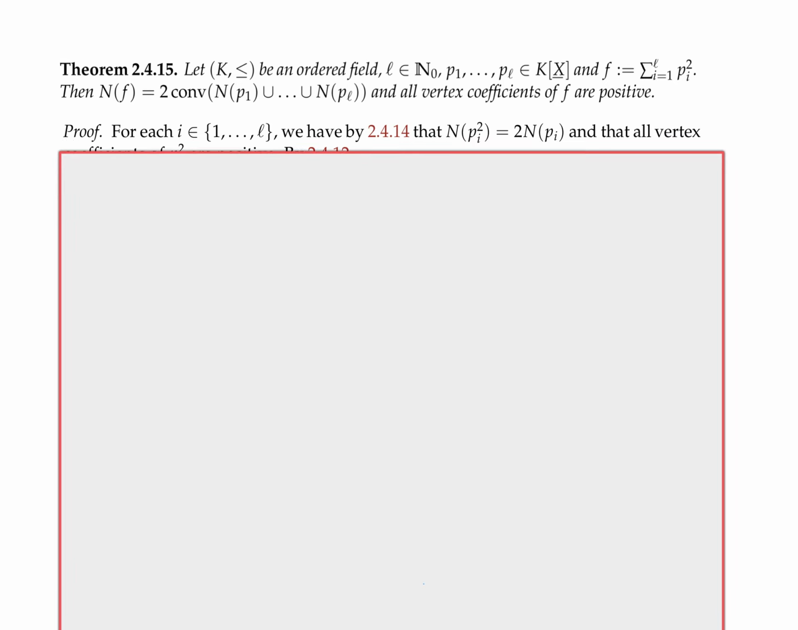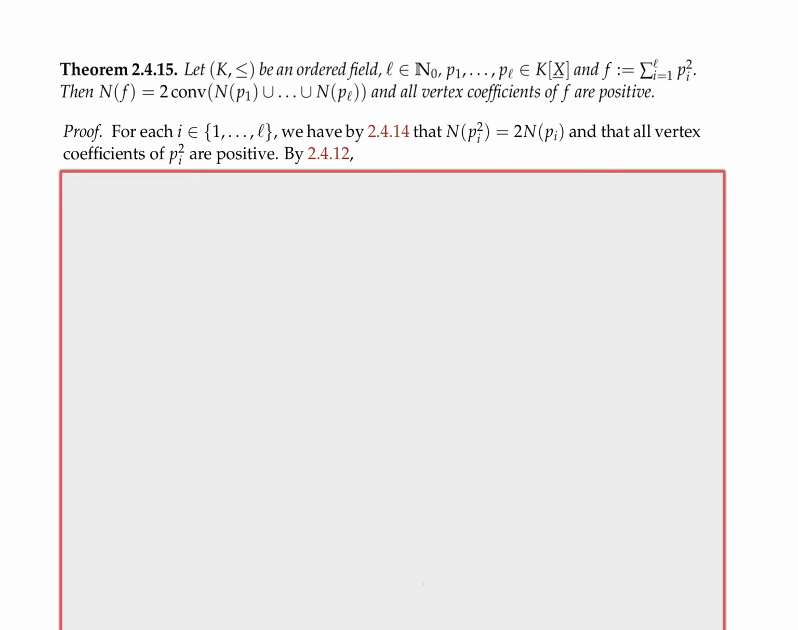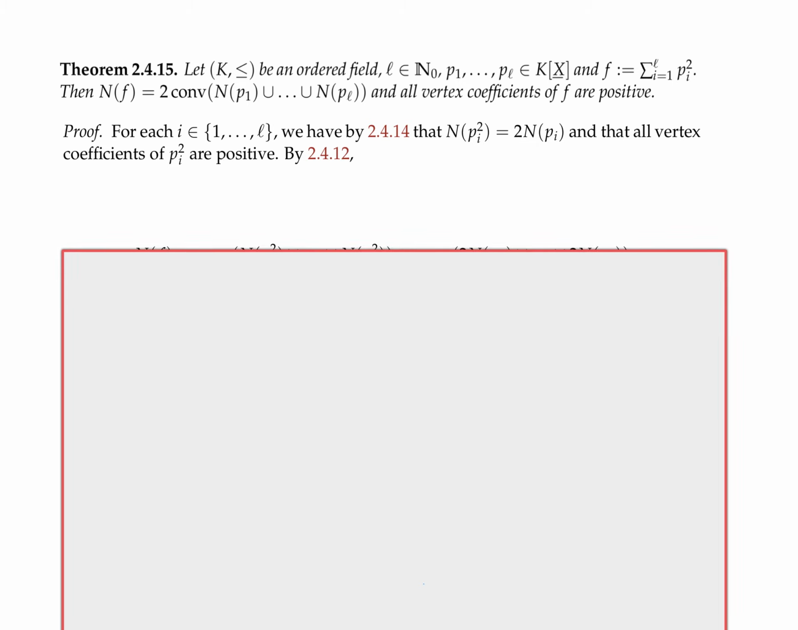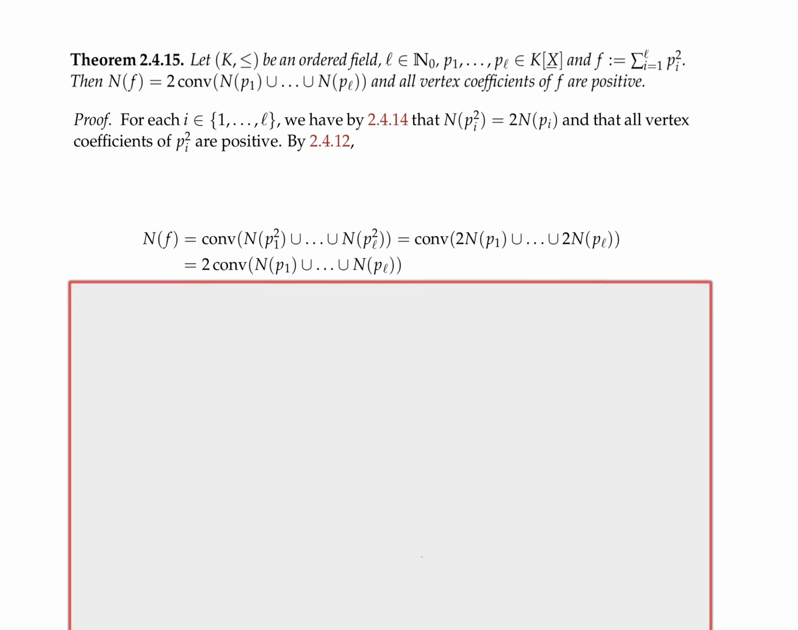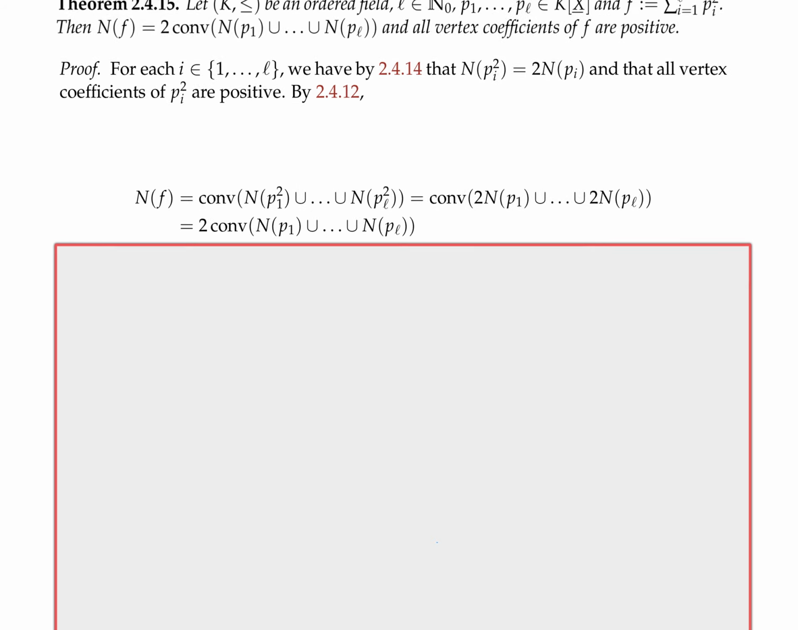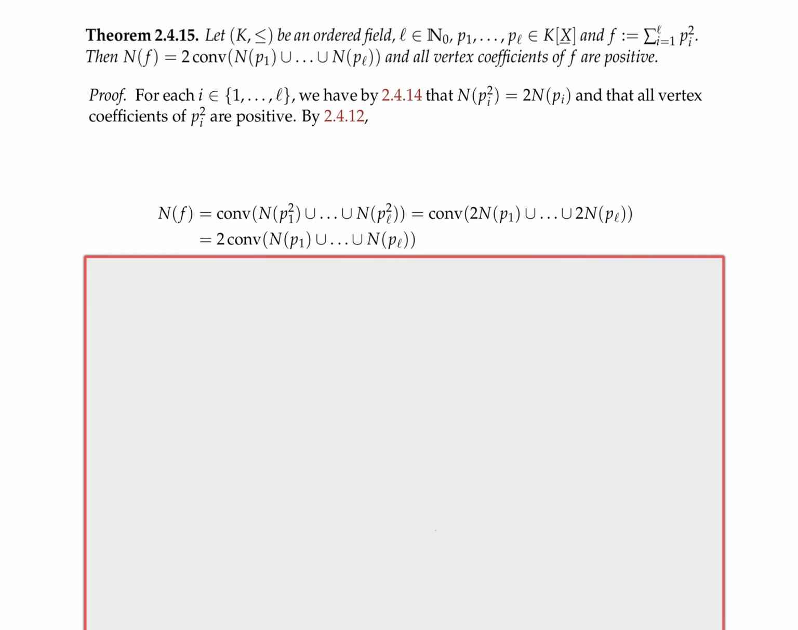Okay, so for each i, we have that the Newton polytope of p_i squared is 2 times the Newton polytope of p_i, we have seen that. And all vertex coefficients of p_i squared are positive. And now if we add polynomials with just positive vertex coefficients, we get again a polynomial with... we know the Newton polytope of a sum is equal to the convex hull of the union of the Newton polytopes, right? That was because we had these positive vertex coefficients.